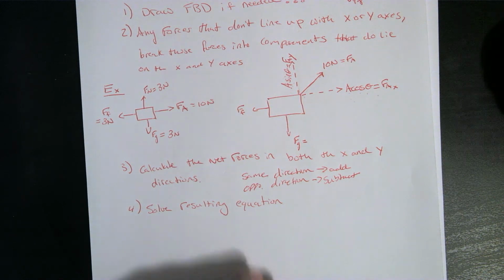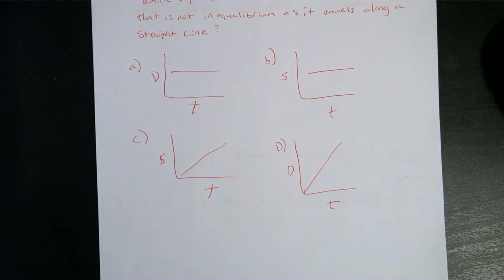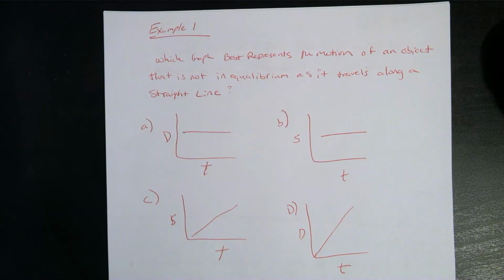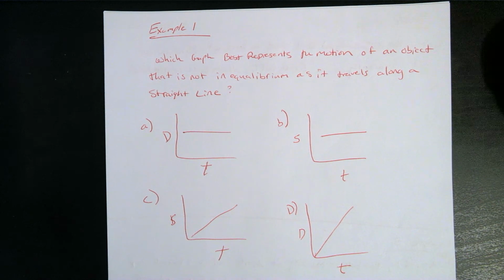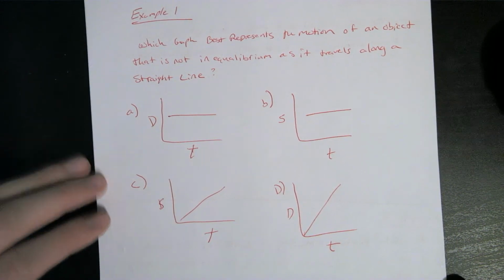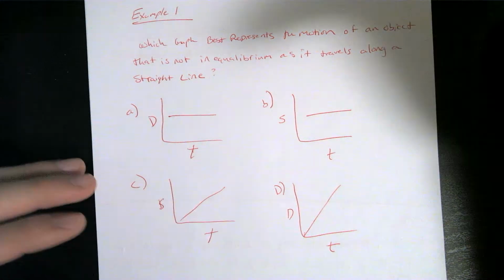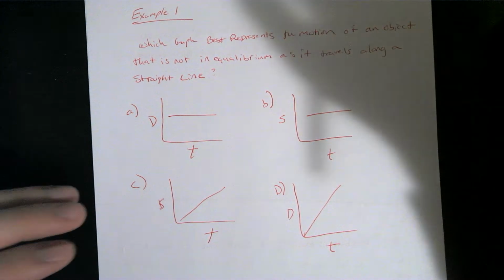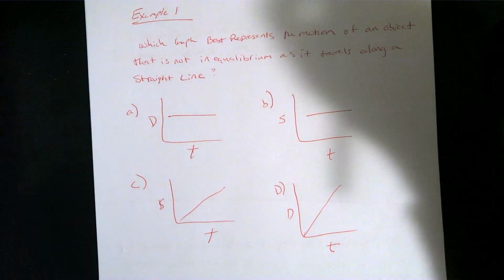Well, let's look at a couple of examples before you guys start your worksheet. Example 1. Which graph best represents the motion of an object that is not in equilibrium as it travels along a straight line? Well, first off, what do we know about an object that is in equilibrium? How do you cause the object to stay in equilibrium?